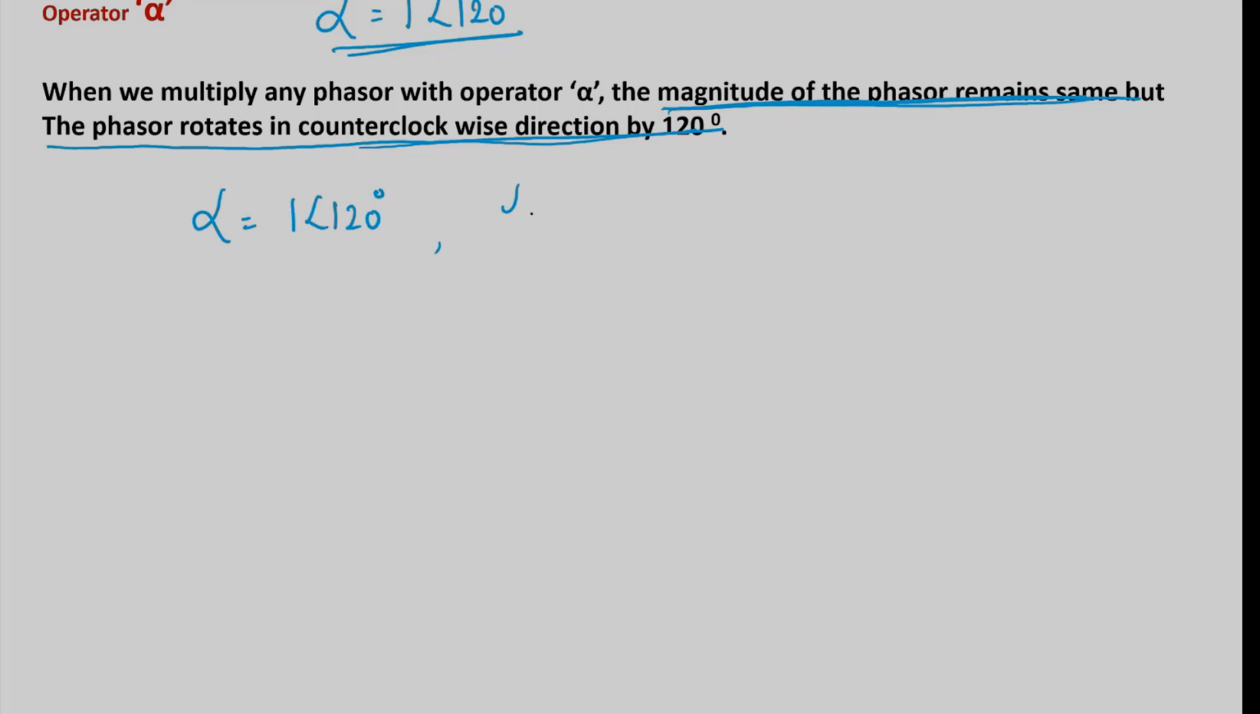Alpha square will become 1 into 1 at an angle 240. Why? Because the multiplication will become 1 into 1 and you have to add the phase angles, it will become 240 degrees. Alpha cube will become 1 at an angle 360 degrees. So 1 at an angle 360 means 1 at an angle 0, that is equals to 1. So alpha cube minus 1 is equals to 0.